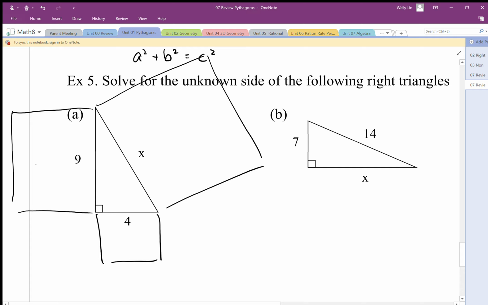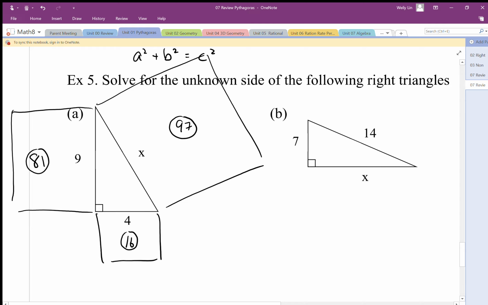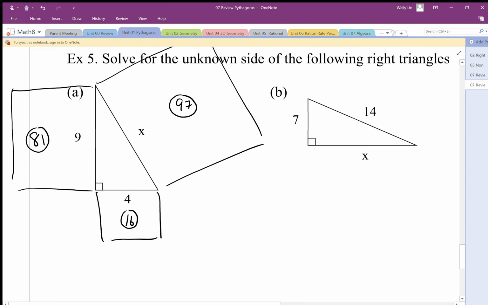So in this case here, we have a square area of 81, a square area of 16. These two square areas add up to this square area of 97. Now, since we're solving for the side length, we want to go from the square to the side length. We square root. So in this case, the side length x is going to be the square root of the area 97.